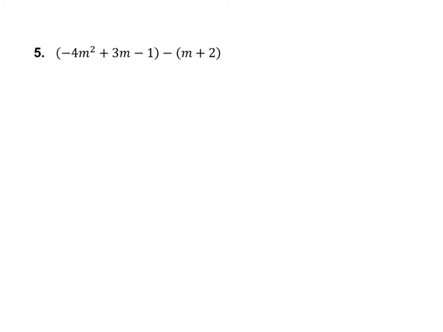All right, so for our next example, we have a subtraction again. So again, we're going to distribute this minus to both parts. I'm going to distribute, and I'm going to have a negative 1m minus 2. And then we'll just rewrite the other problem up here.